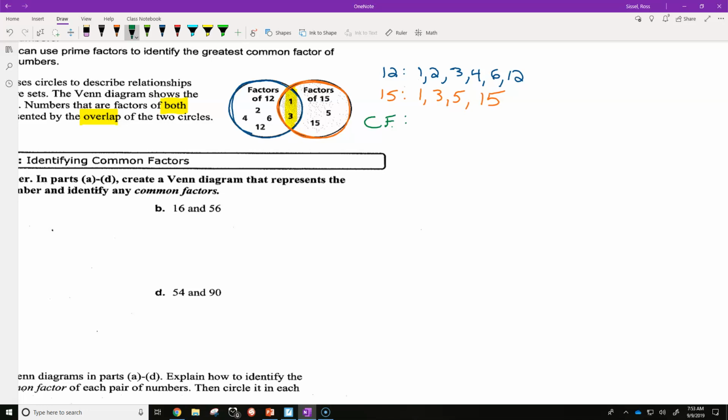What do you think the word common means? This one should be real hard. Yeah, it means the same. So now when I say common factors, I'm saying, what are the same factors? What numbers overlap? 1 and 3. We see right here we had 1 and 3. And if I had this listed, I see there's 1 in both lists, and there's a 3 in both lists. So those are our common factors.